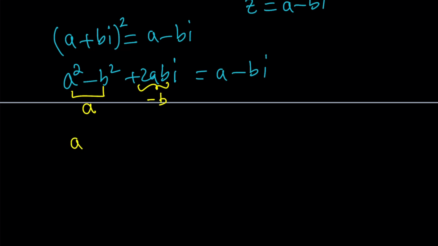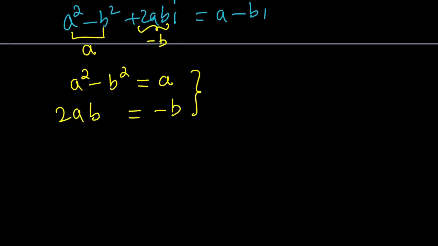Now, let's go ahead and write it down as a system of equations. I get two equations from here, and here's my system. Now, when I look at a system like this, I'm definitely going to go for the second equation because that looks a lot simpler and it's factorable.